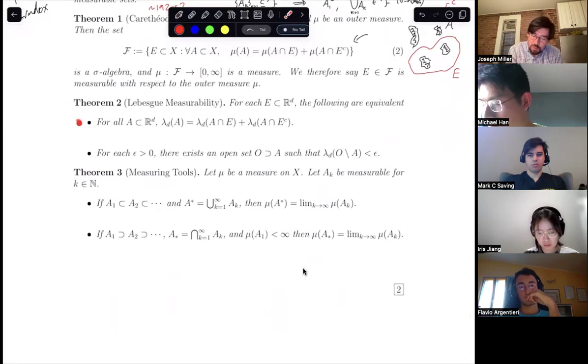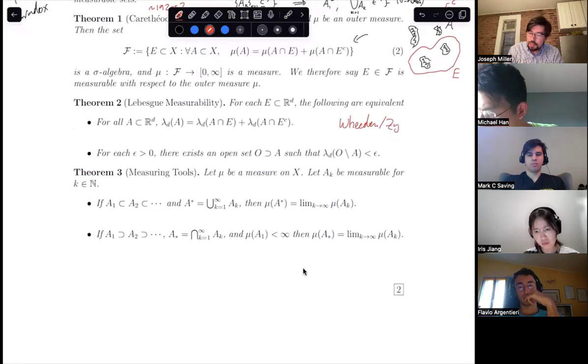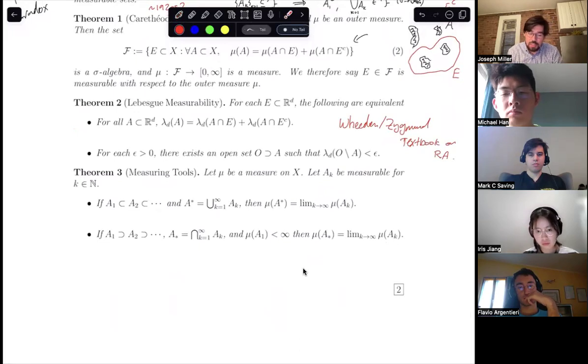And so there's this fundamental theorem. You can find it, for example, in Wheeden and Zygmund, a textbook on real analysis. There's a proof. I'm not going to go through the proof here, but I just want to say this.